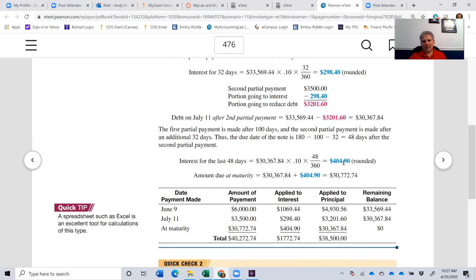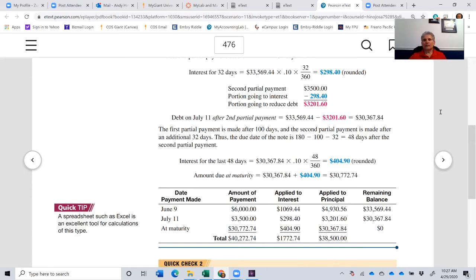And then we're going to take that and add it to the balance at maturity, or the $30,367.84. That's the balance as of the last payment. We're going to add the $404.90 to that $30,367.84, and that's going to give us an amount due at maturity of $30,772.74. This is what the textbook got wrong in the previous problem. They didn't add it; they subtracted. It needs to be added. So this is correct.